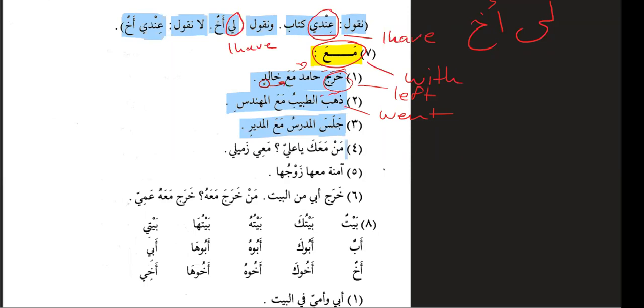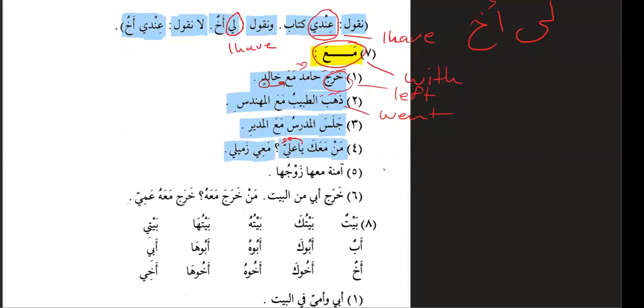نعم. Mr. Ali. من معك يا علي؟ يا علي. Okay. You're not going to pronounce the end of it. يا علي. Why is it one dhamma? Because ya comes before it. يا علي. So من معك يا علي؟ معي زميلي.